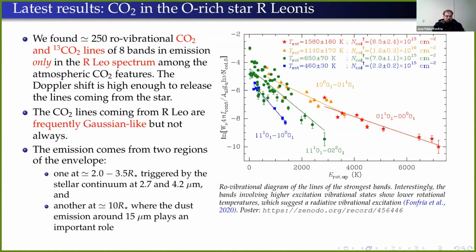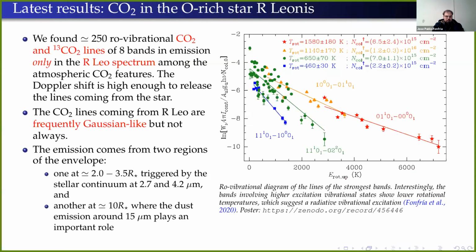We did a rotational diagram with the strongest lines, which you can find in this slide. Apparently, the CO2 excitation is dominated by the strong stellar emission with a lower, fainter contribution from dust. CO2 molecules can be excited up to vibrational states with energies of 6,000 to 7,000 K.